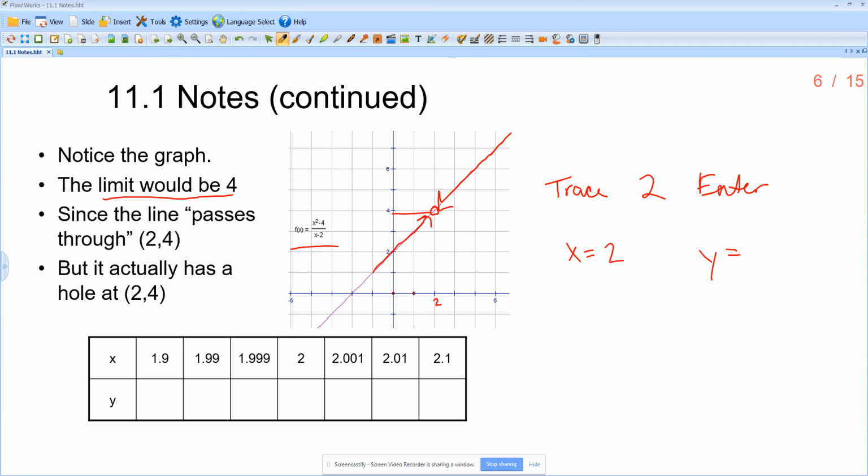If I wanted to look at a table of values to see that, I would see that at 1.9, I get 3.9. At 1.99, I get 3.99. Here I get 3.999. Here I do not get 4. I get undefined. Here I would get 4.001, 4.01, and 4.1. And again, looking at this table, I can see that from the left I'm going towards 4, from the right I'm going towards 4, but I actually sort of jump right over 4. But the limit is still 4.